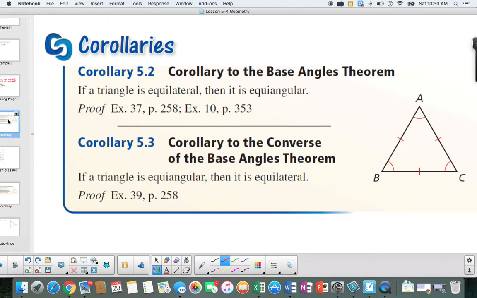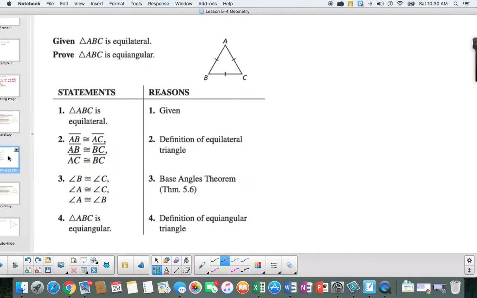Okay, corollary to the base angles theorem. Corollary means a very short proof where we've used another major proof to do it. And it says that if all the sides are congruent, it's equilateral, then it must be equiangular. And the converse is also true. So let's take a look at the proof. This is equilateral. That means all of these sides are congruent.